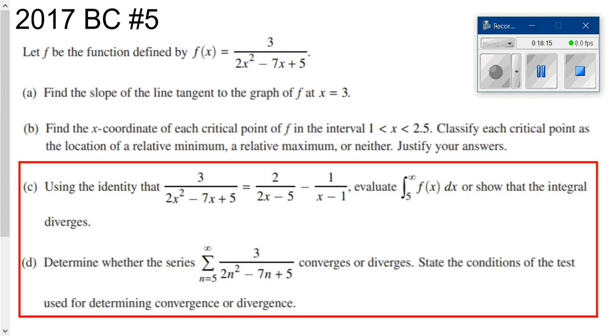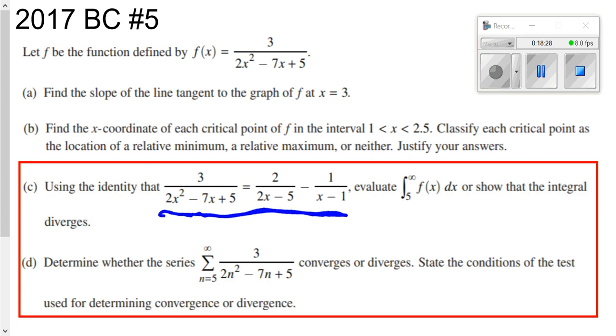And you can see that all this question is great, but the part I wanted to look at today was the part that I have put a red box around. So it says, using the identity that blah, blah, blah, blah. Now, first of all, this is being so ridiculously nice, because did they have to tell you the partial fraction decomposition? No, they could have made you find that. So, woo, getting soft, College Board. Okay, so using this identity, evaluate this integral.